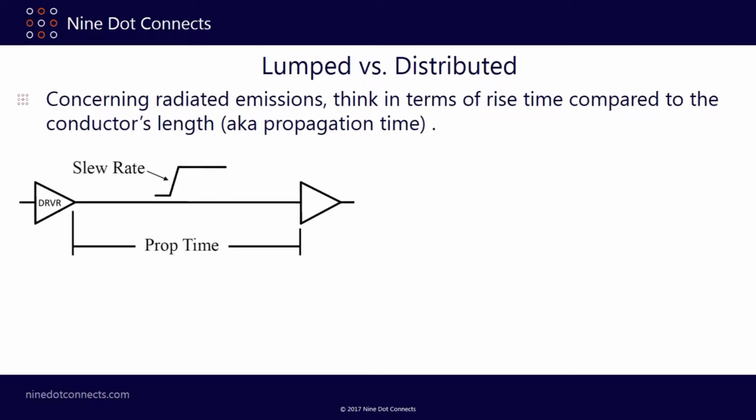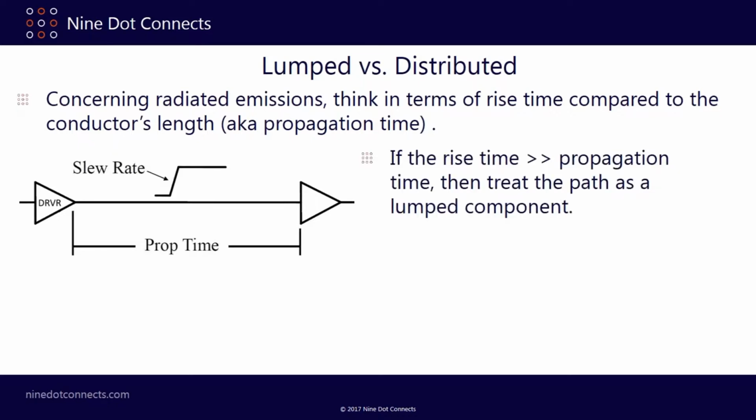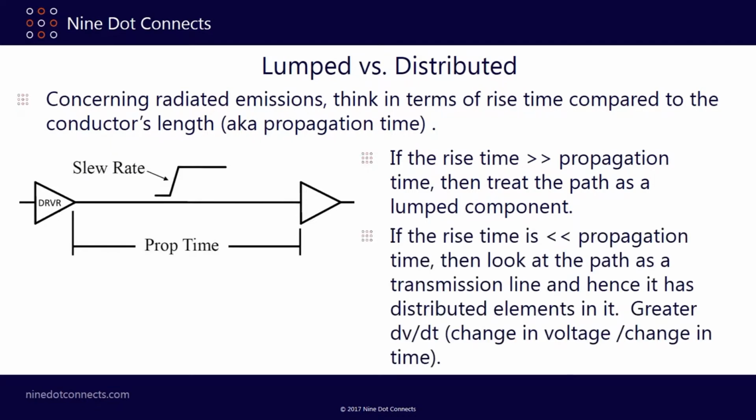Next concept I'd like to discuss is called lumped versus distributed. Concerning radiated emissions, I want you to think in terms of the rise time compared to the conductor's length, aka the propagation time. If the rise time is much greater than the propagation time, then I want you to treat the path as a lumped component. What a lumped component is like an individual inductor, resistor, capacitor. If the rise time is significantly less than the propagation time, then you can look at the path as a transmission line, and hence it has distributed elements in it.